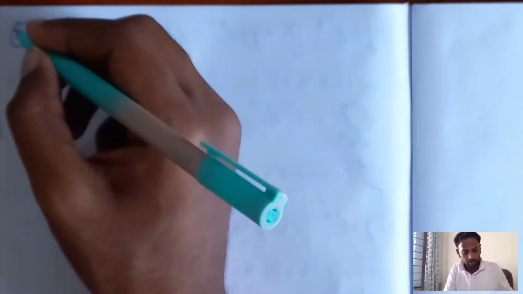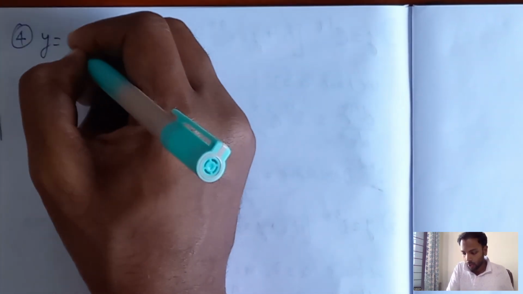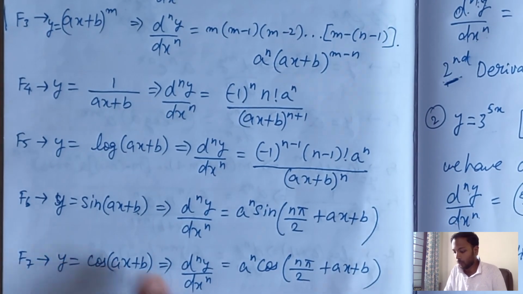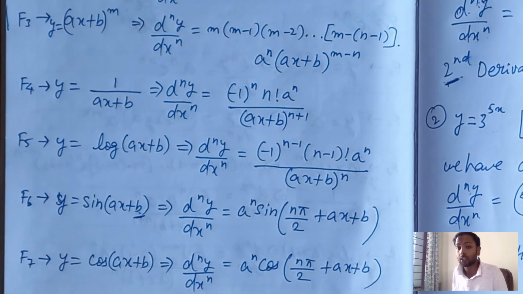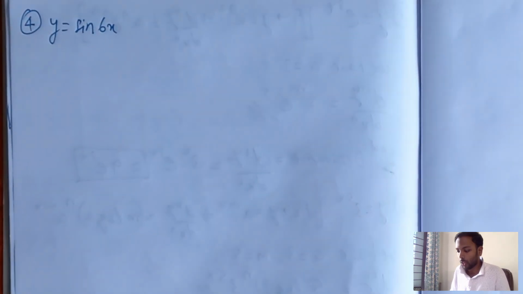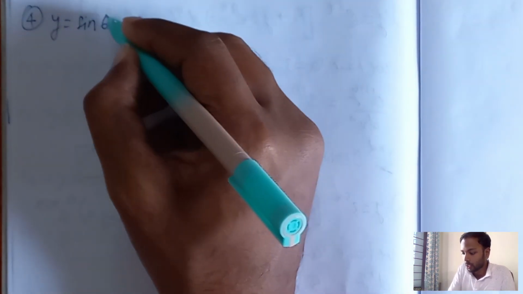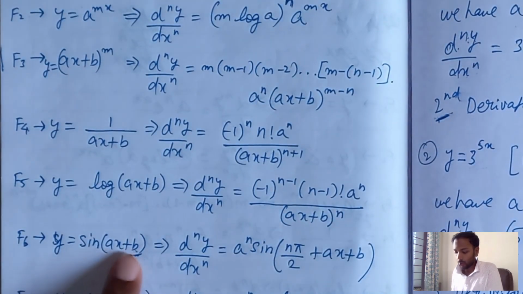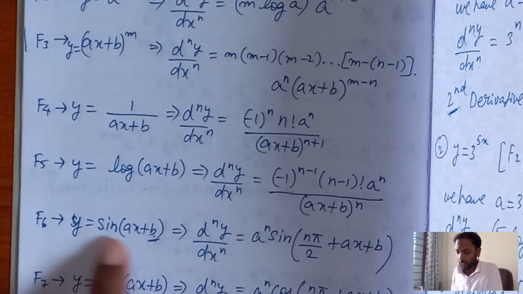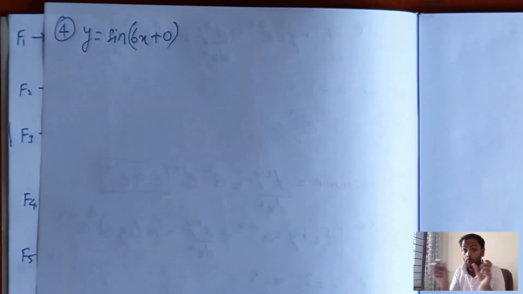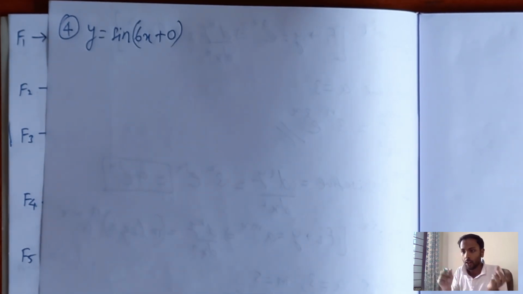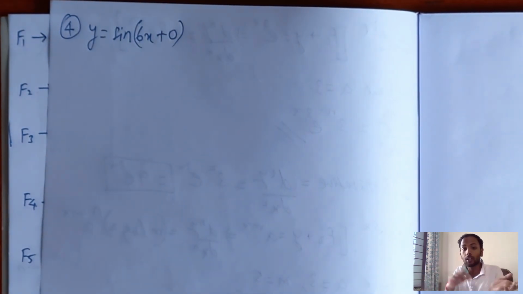Question number 4. y is equal to sine 6x. Which formula to apply? Can I say it somewhat looks like this? Look here: sine is there, ax is there, but plus b is not there. Now what to do? If it is not there, just put plus 0. Now does it match exactly? y is equal to sine of ax plus b. Here we have y is equal to sine of 6x plus 0. That's how you try to match. If it is not exactly matching, try to add some plus 0 in order to match the formula.